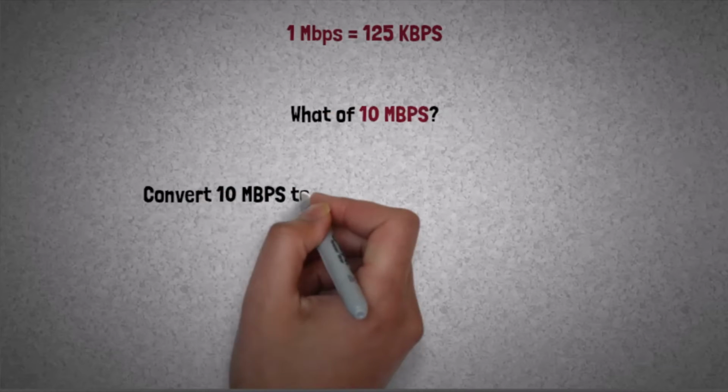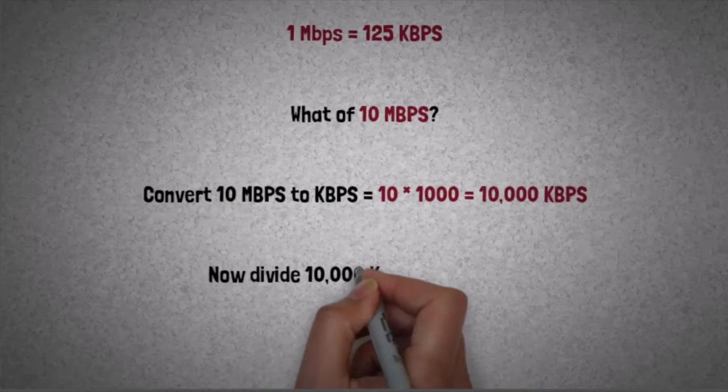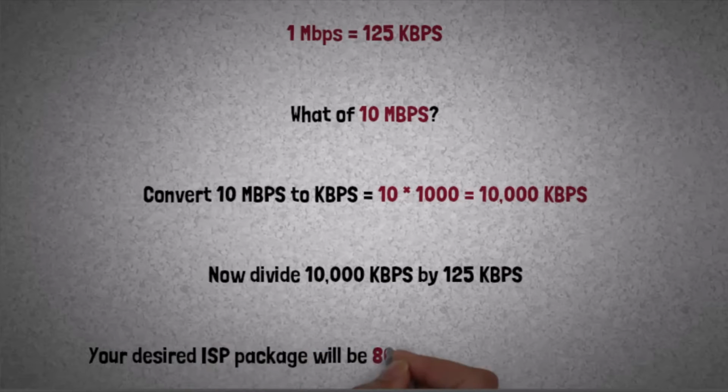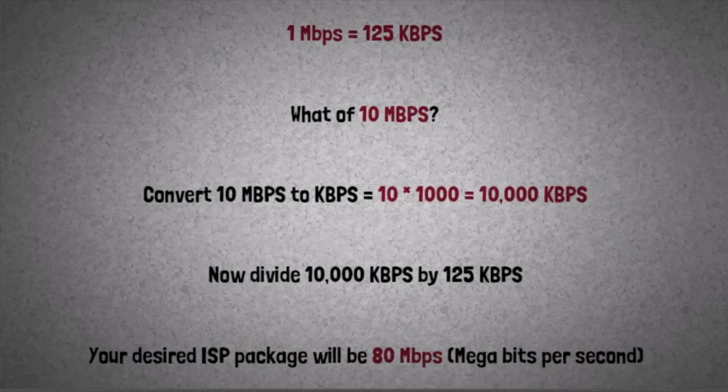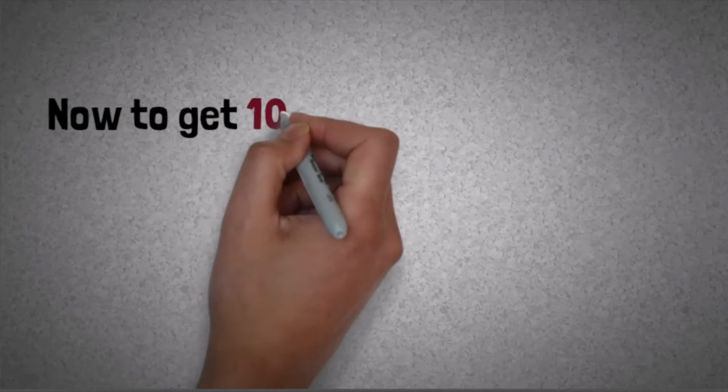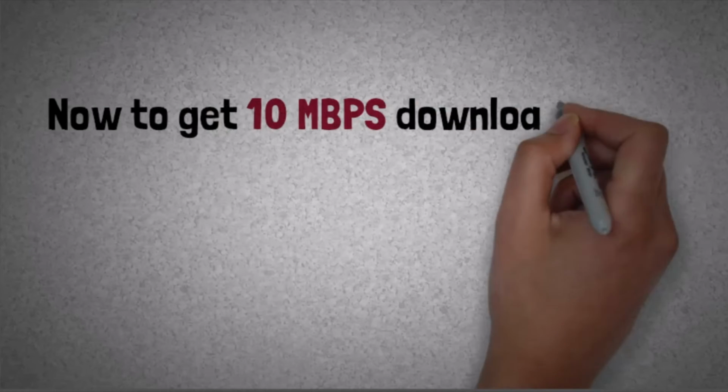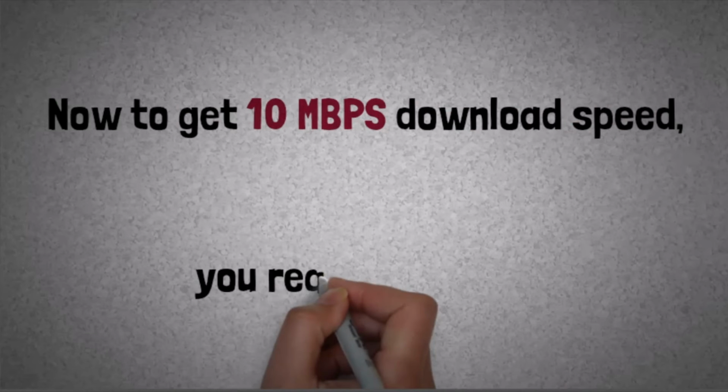One Mbps equals 125 kilobytes per second. What of 10 megabytes per second? Convert 10 megabytes per second to kilobytes per second. You will get 10,000 kilobytes per second. Now divide 10,000 kilobytes per second by 125 kilobytes per second. Your desired ISP package will be 80 megabits per second. Now to get 10 megabytes download speed, you will require an 80 megabits per second ISP plan.